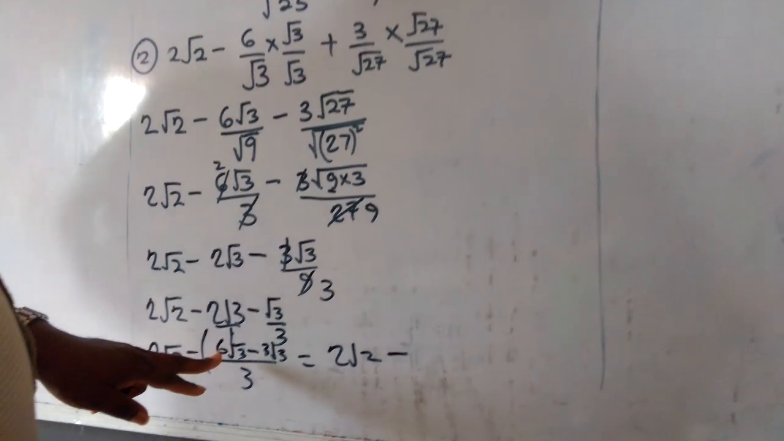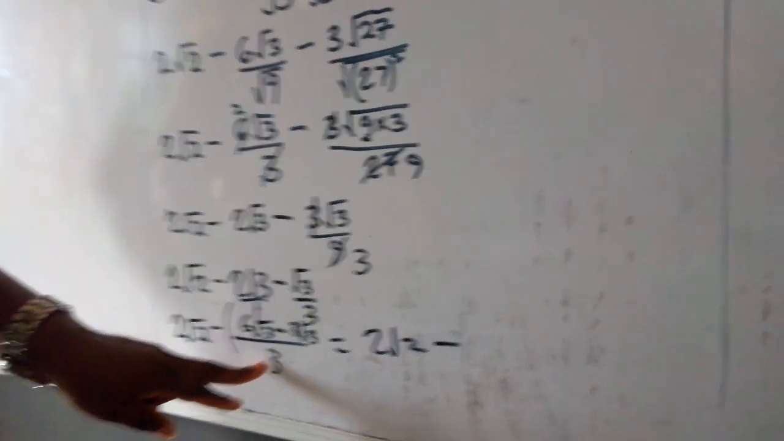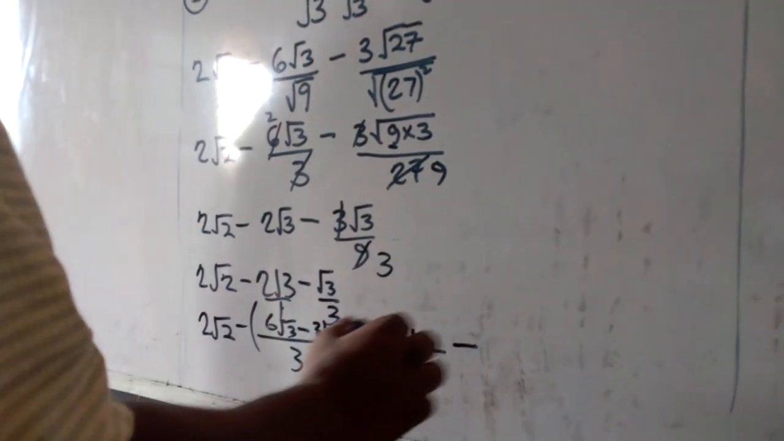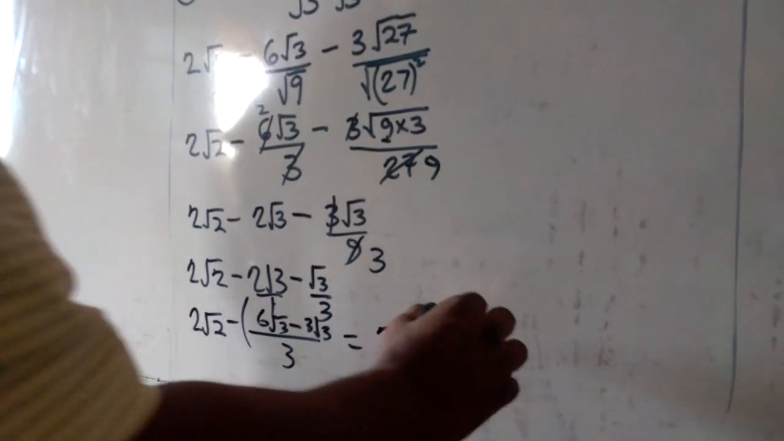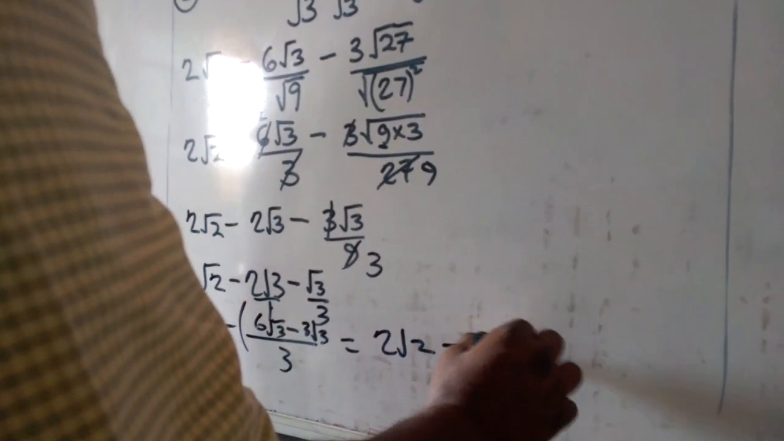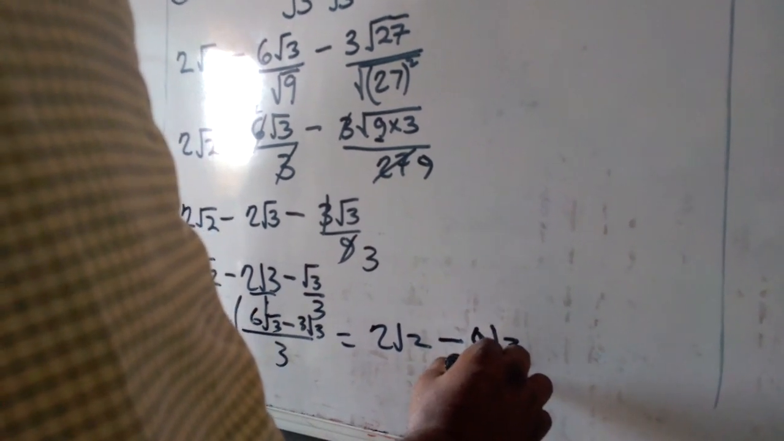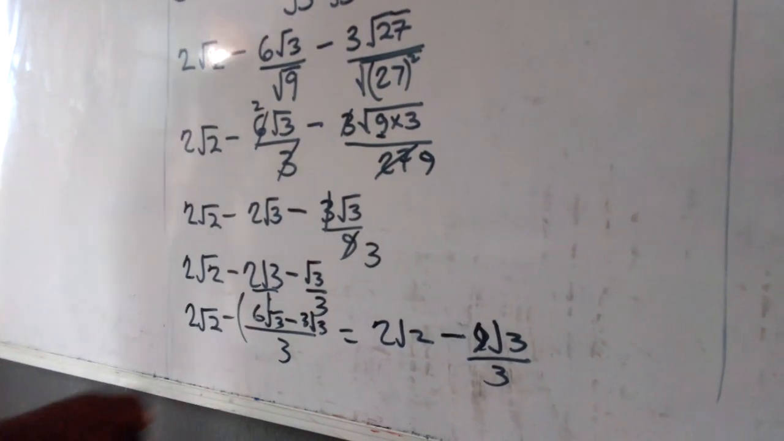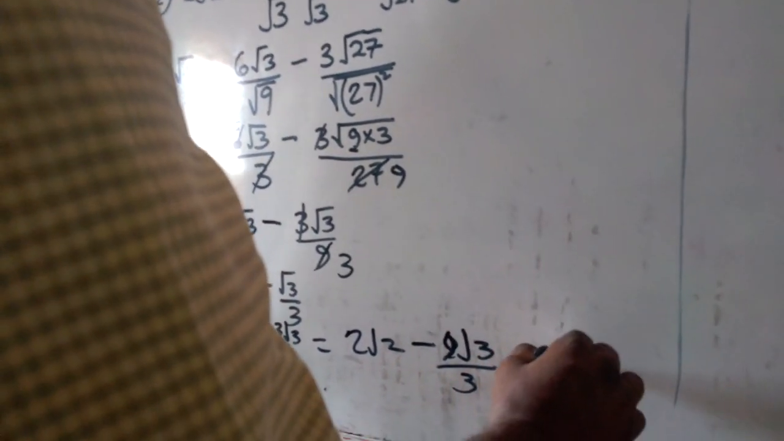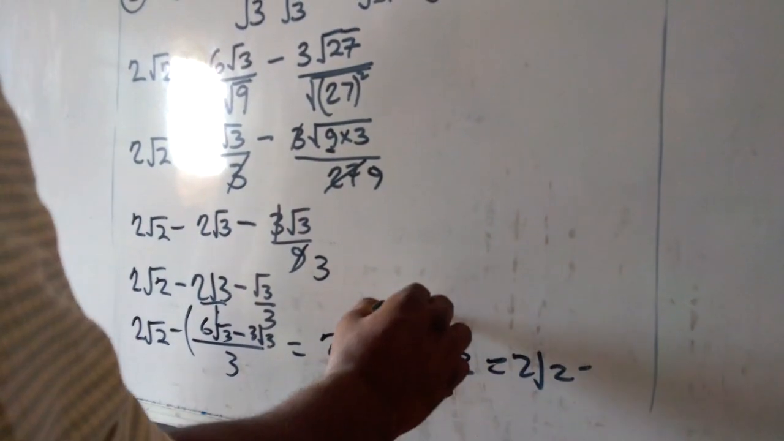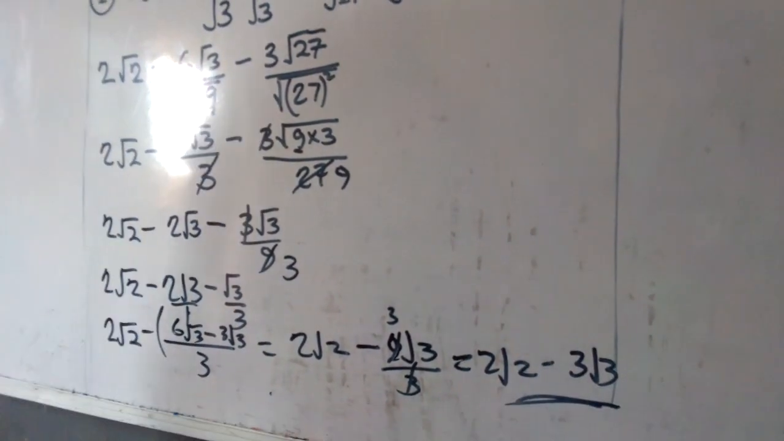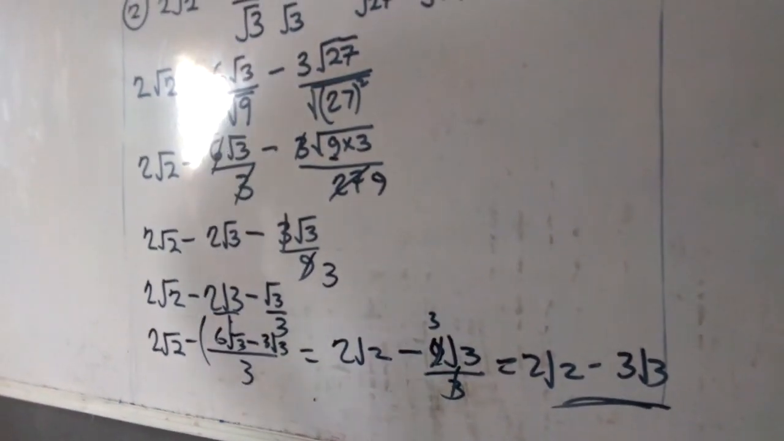Minus 3 root 3 minus 3 root 6. Root 3 minus 3 root 3 gives me minus 9 root 3 over 3. Okay? So that continues. It will give me 2 root 2. This can cancel. That gives me 3 root 3. This will be my final answer in the equation. Okay?